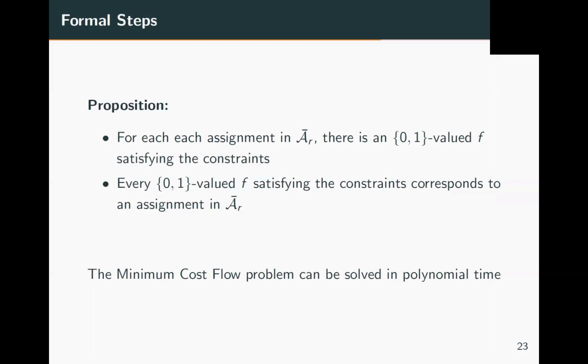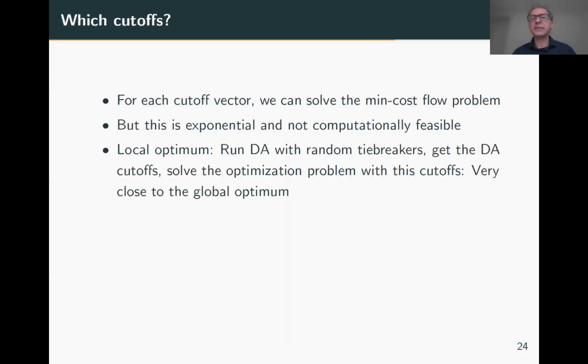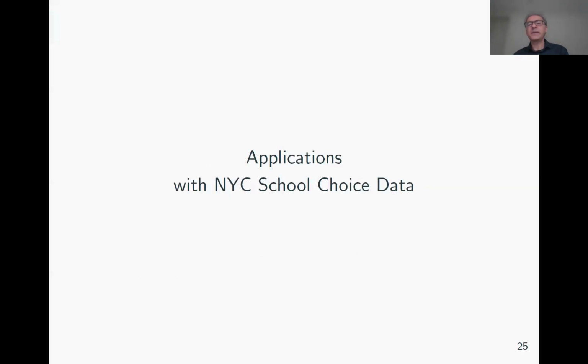So this problem can be solved in polynomial time for each cutoff vector, but we cannot do the global search. Instead, we run a deferred acceptance with random tie breaking, start there, and optimize on top of that. And what do we get? Let me show you what we get here.